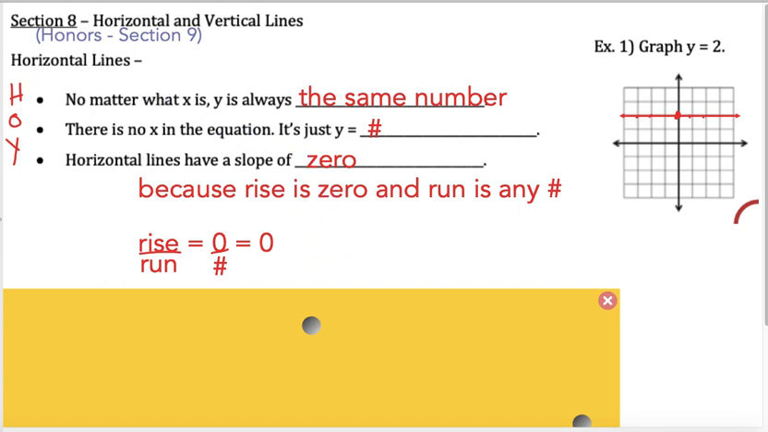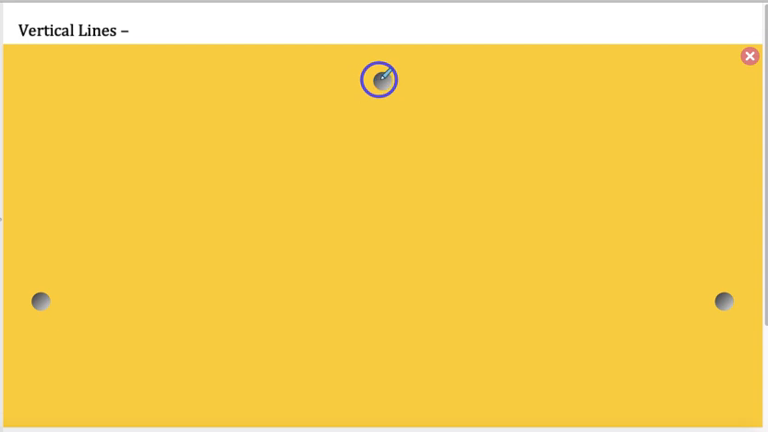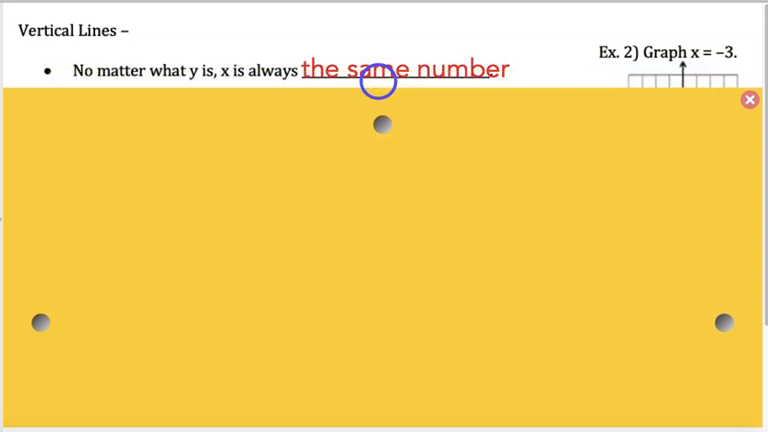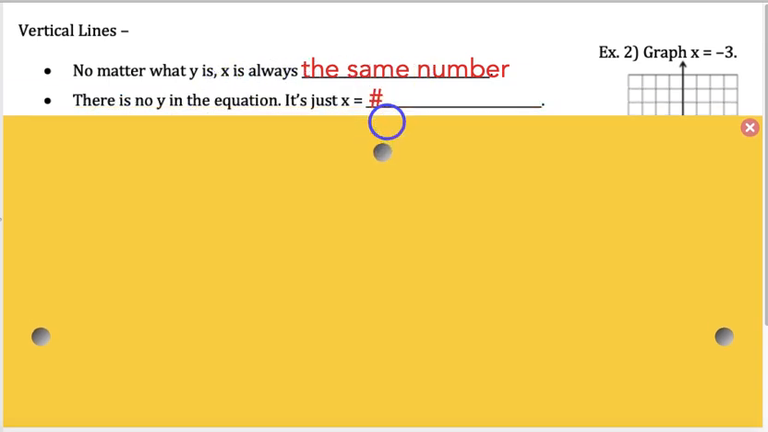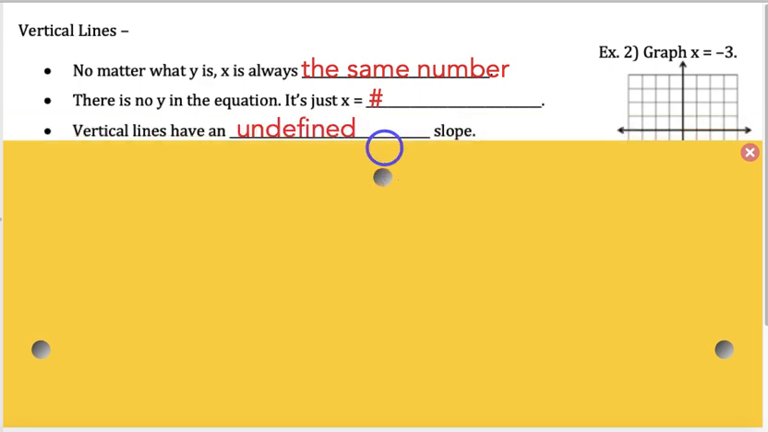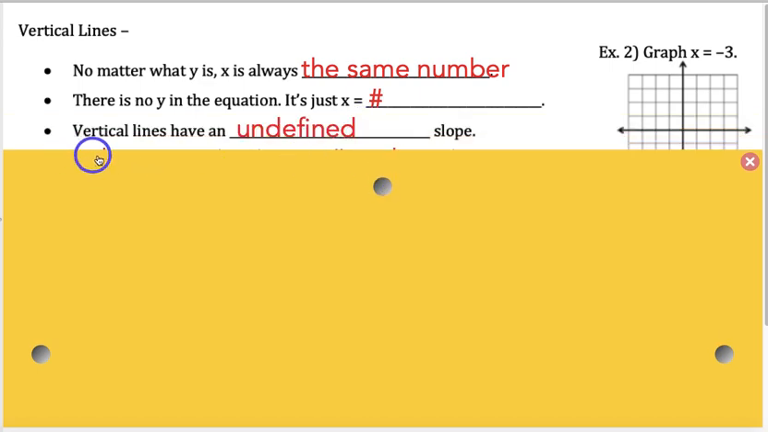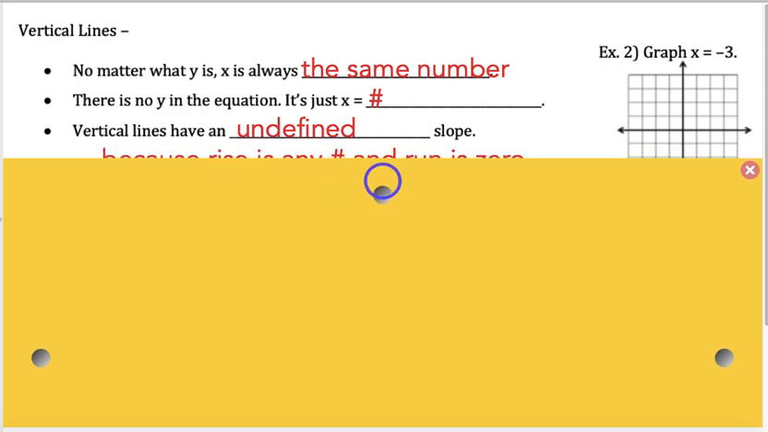Let's look at vertical lines. No matter what the y is, the x is always the same number. There is no y in the equation. It's just x equals the number you're working with. And vertical lines have an undefined slope. Let's talk about that after we look at our example.